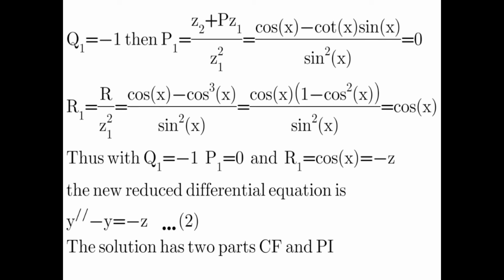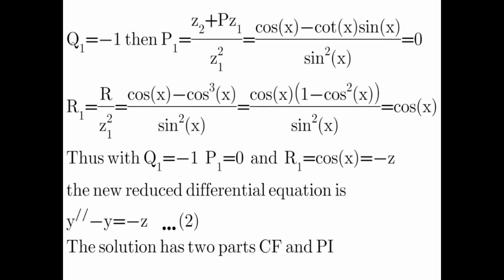We substitute in the p1. p1 is equal to z2 plus pz1 divided by z1 square, that can be written as cos x minus cot x into sin x divided by sin square x, and the numerator becomes 0, so p1 is 0. And r1 is equal to r divided by z1 square. As I told earlier, r is cos x into sin square x, z1 square is sin square x, so r divided by z1 square is equal to cos x. So the value of q1 is minus 1, p1 is equal to 0, and r1 is equal to cos x.